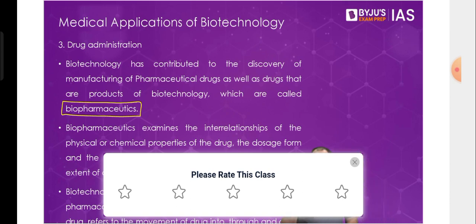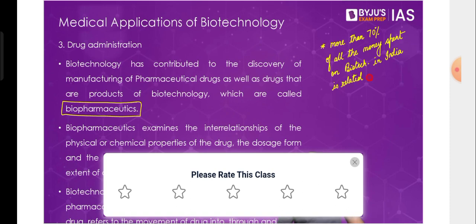As I told you, I'm just writing it out here, just a basic data, that more than 70% of all the money spent on biotechnology in India is related to biopharma or biopharmaceutics, right? So we know that it's very, very important because we are constantly trying to solve all the health issues that we have in the country. So that's why biopharmaceutics becomes a very, very important part.